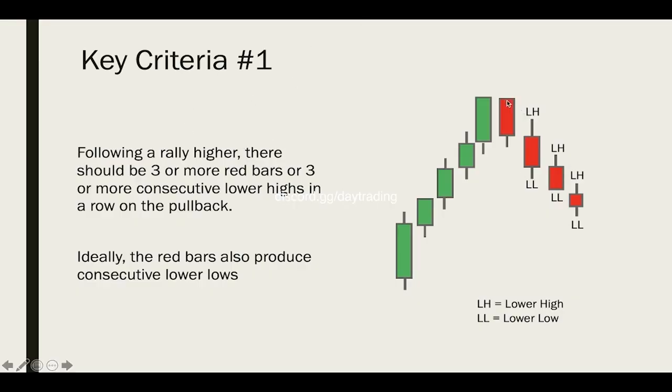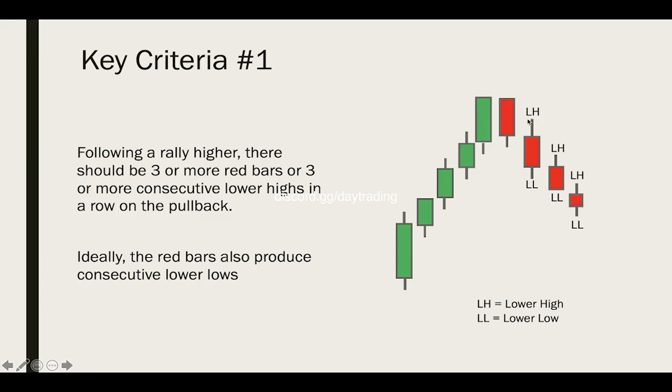So one of the criteria is, like I said just now, you have to have 3 or more consecutive red bars, right? We have a red bar, red bar, red bar, red bar. We have 4 in this case. Perfect. And you also ideally want to have 3 consecutive lower highs, right? What does that mean? Right? We have, this is a high of this red candlestick.